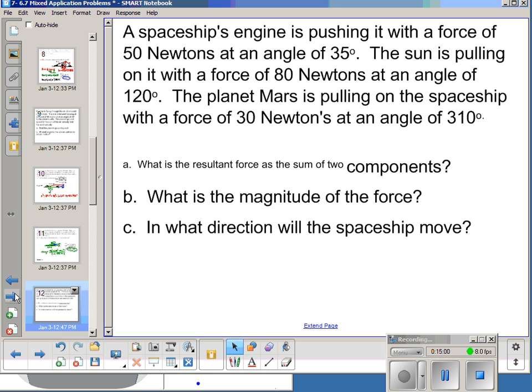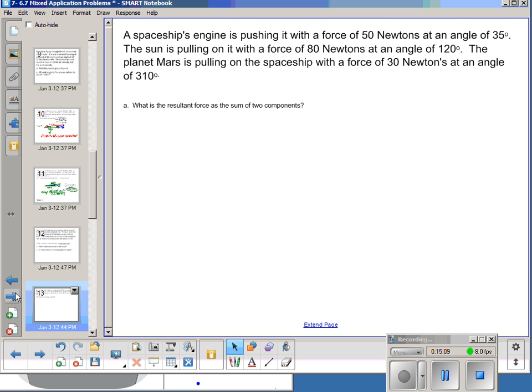So I have three questions. What's the resultant force as a sum of two components? What is the magnitude of the force, and what direction will the spaceship move? So let's look at the first question first. And the tricky part here is that if I actually drew these three vectors out, because all of these can be represented by vectors, and tried to add them up, I would have a mess of triangles. I could add two and get a resultant vector and then try and find a new vector.